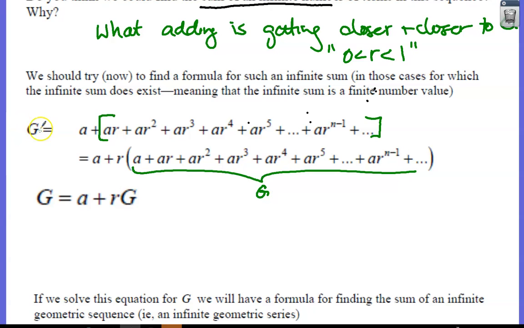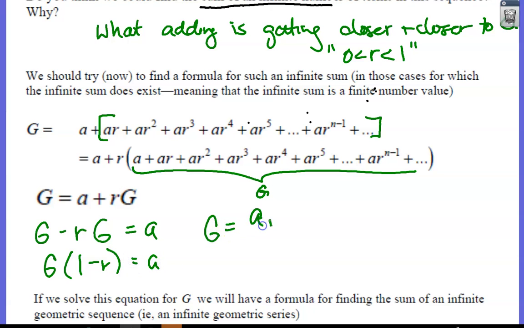So that means that the sum is really equal to a plus r times itself, times the whole geometric series. So then we can solve this pretty easily. We can bring the G terms to one side because that's what we're trying to solve for. We can factor out the G to get it alone, and we can divide. So this is your formula for the infinite geometric sum. But again, this only works if r is between 0 and 1. We could also get that from the finite one.